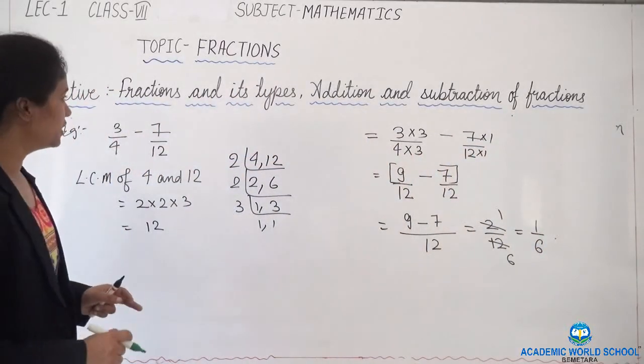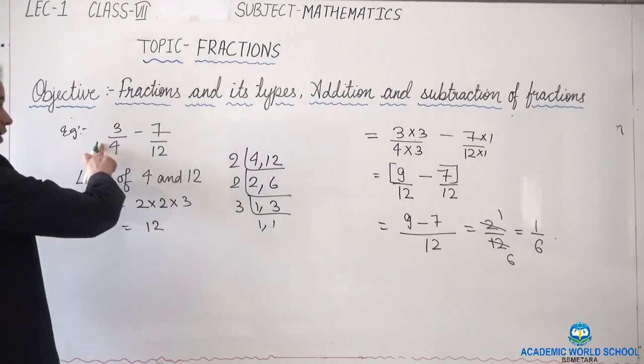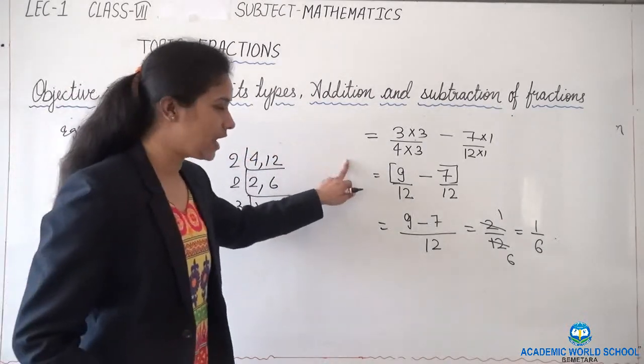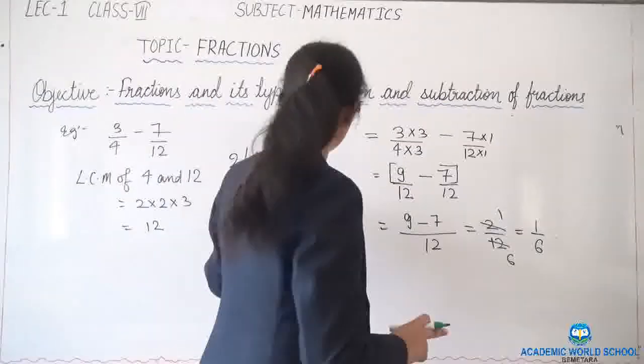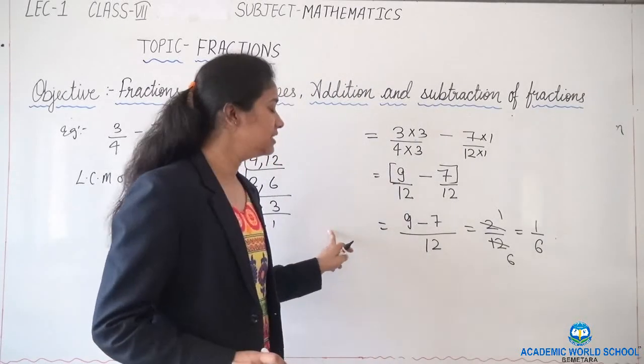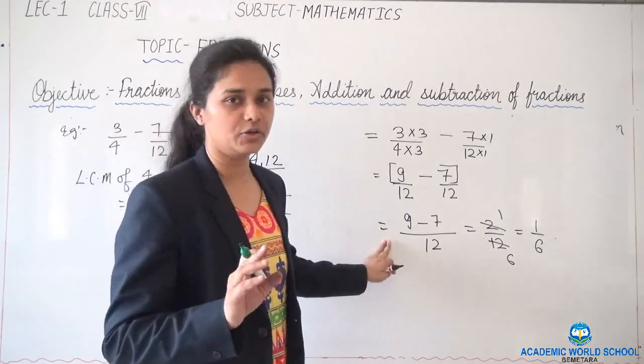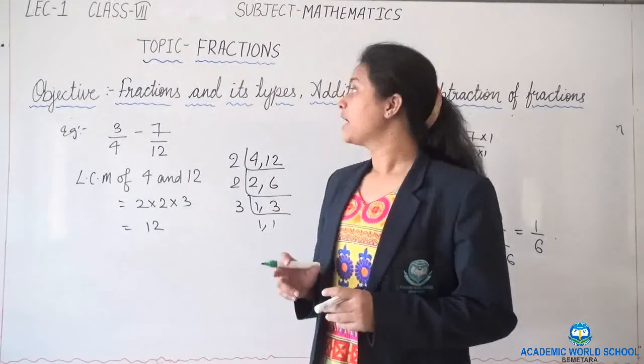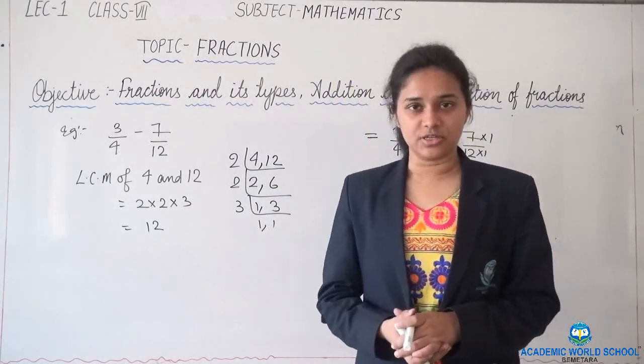So students, what we learned right now is converting unlike fractions into like fractions by the method of LCM and then subtracting the numerators. So students, now we end this session.